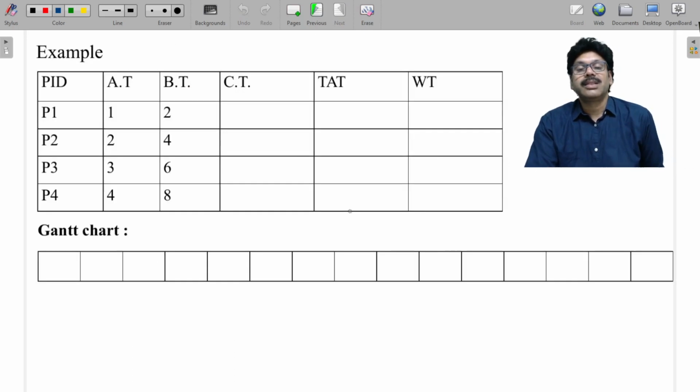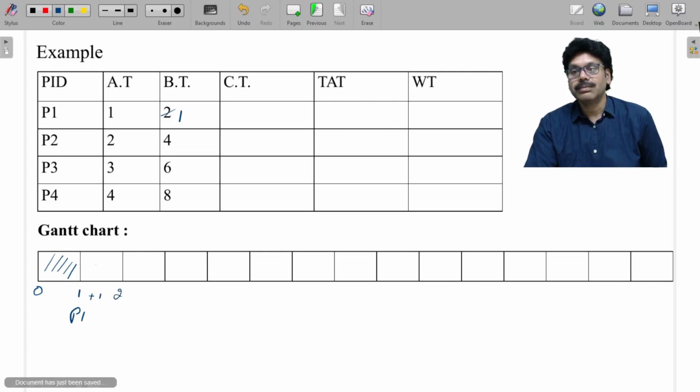So let us see this example. At arrival time 0, no process is there in the ready queue. They start at arrival time 1. Only one process has come, that is P1. Don't execute completely; one unit we will do. It executed up to the next arrival time, which is 2 only. So it executed 1 unit of time, balance is 1.